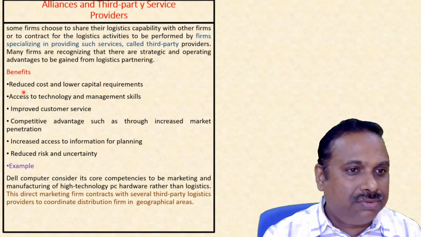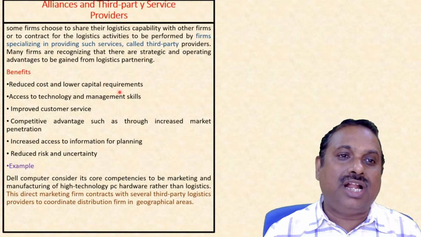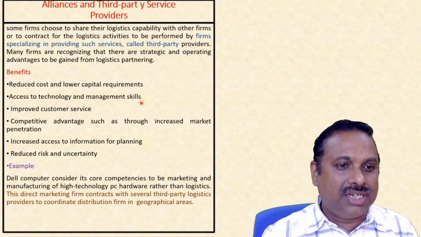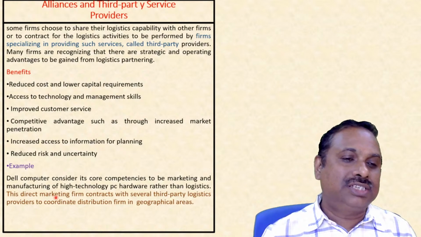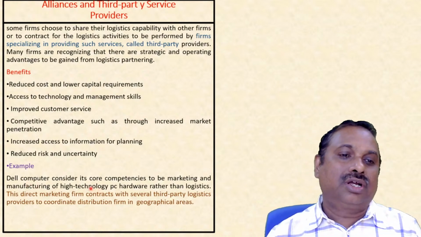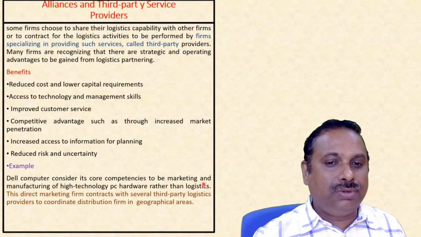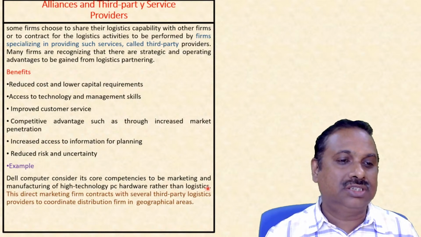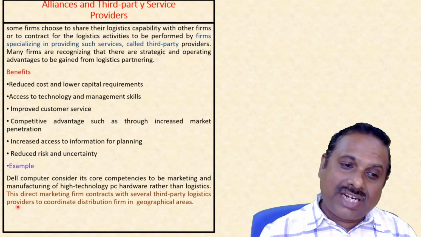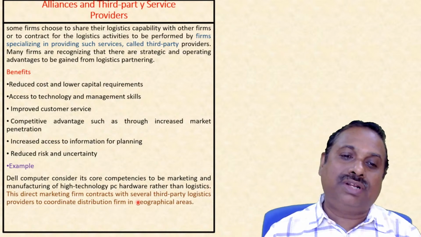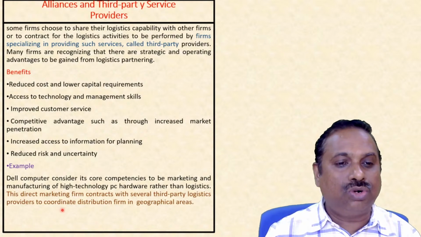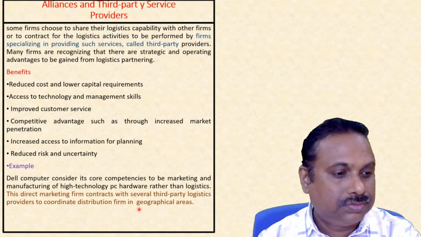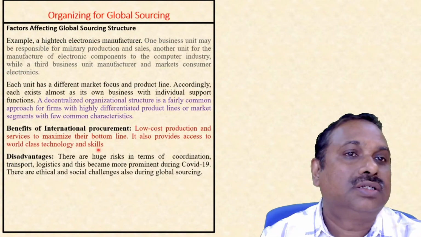Here, what are the benefits? Reduced cost and lower capital requirement, and access to technology and managerial skills. For example, Dell Computer considers its core competence to be marketing and manufacturing of high technology PC hardware rather than logistics. So these direct marketing firms contract with several third-party logistics providers to coordinate distribution in geographical areas.